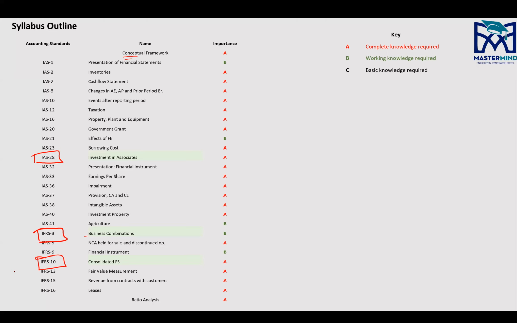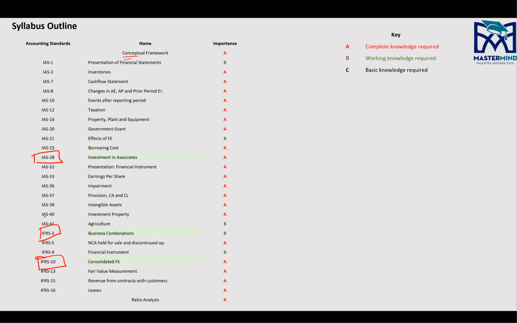There are certain standards that I haven't mentioned over here. For example, IAS 27, IFRS 7, IFRS 12. IFRS 7 and IFRS 12 are disclosure based standards, right? ACCA does not test you on the preparation of disclosures. You don't need to prepare the disclosures in ACCA, right? IAS 27, separate financial statements, is a small chunk which we'll cover when we study IAS 28. The rest of the standards are in front of you.